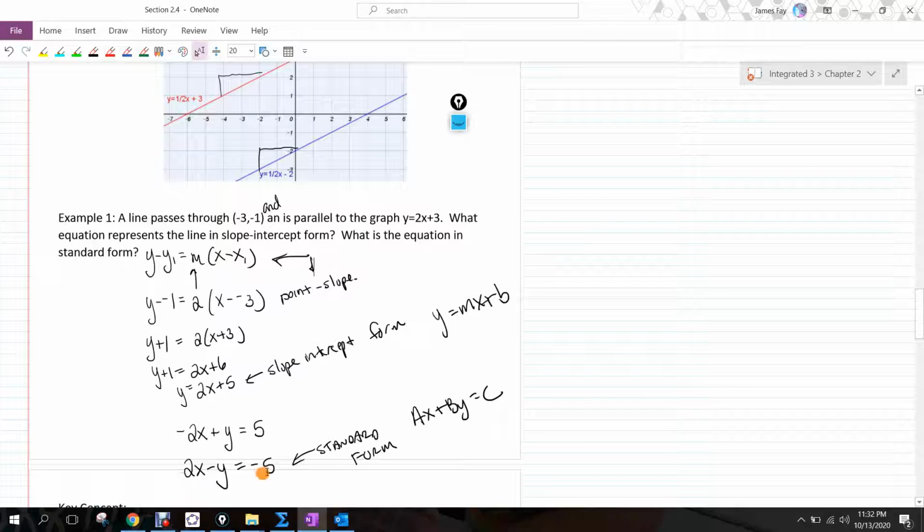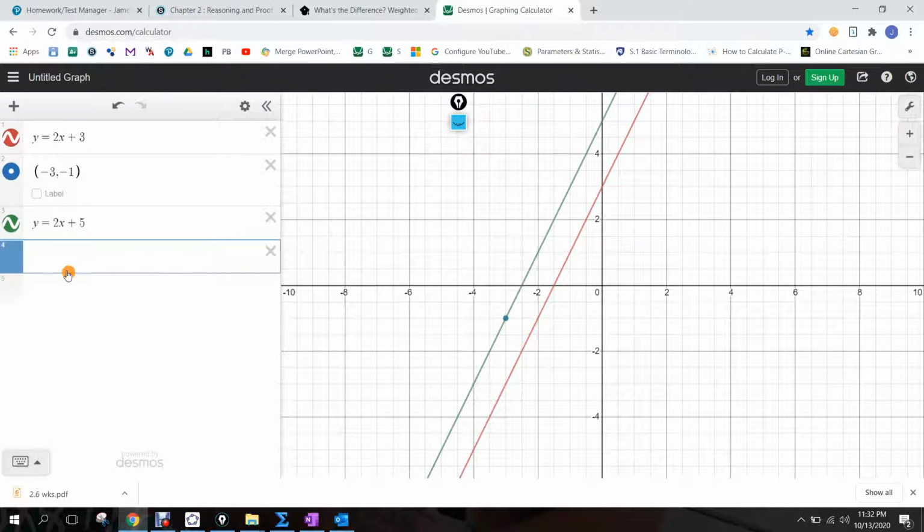Now, to check to see if this is right, this is the nice thing about Desmos, I can actually type in 2x minus y equals negative 5. And you see that it does graph the same green line. So that is an equivalent. These two things are equivalent to one another.